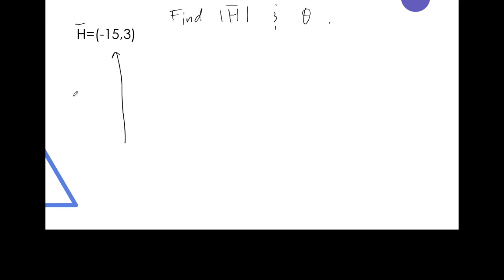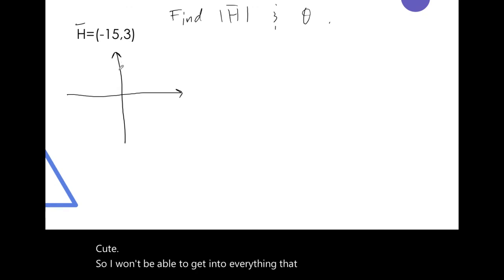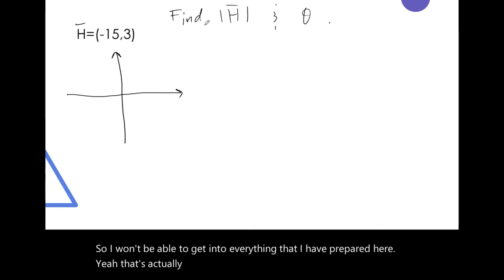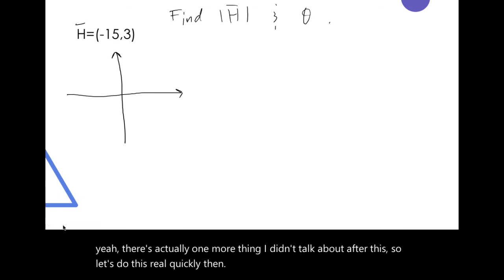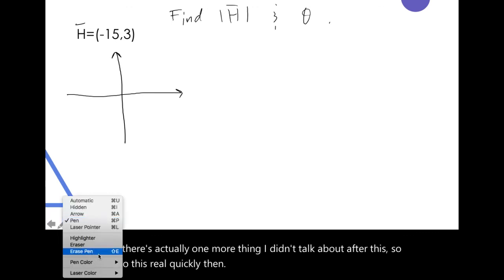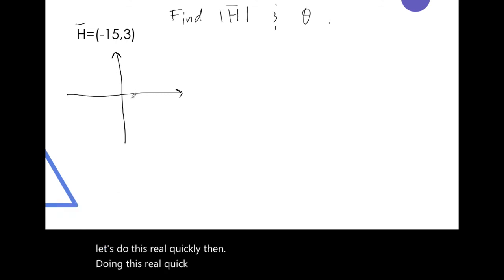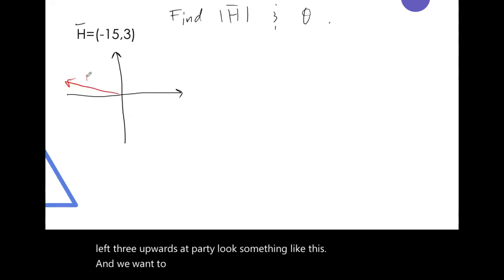Okay. So I won't be able to get into everything I have prepared here, but there's one more thing I definitely want to talk about after this. So let's do this real quickly then. We got negative 15, 3, so negative 15 to the left, 3 upwards, so it probably looks something like this. And we want to find the hypotenuse of this.